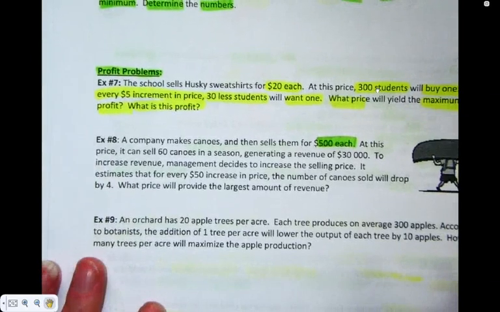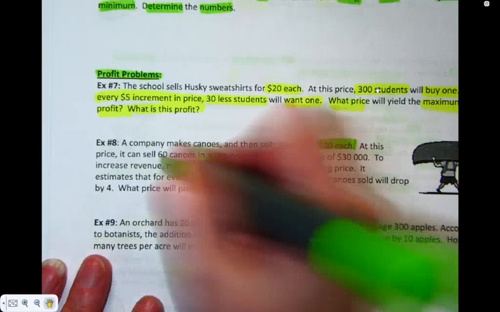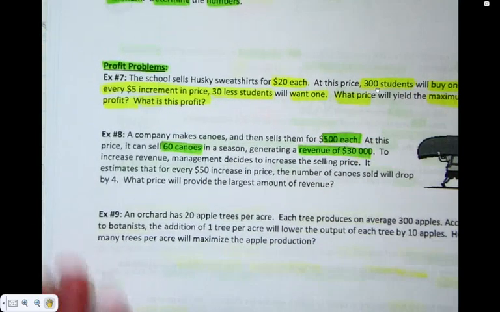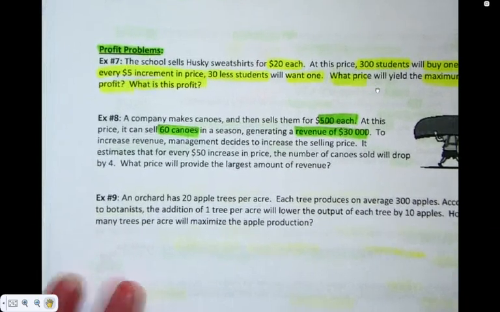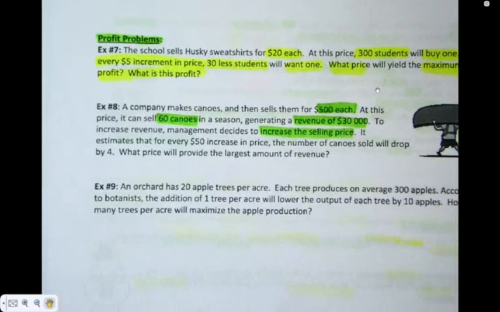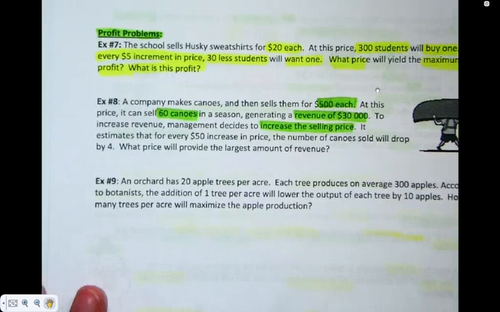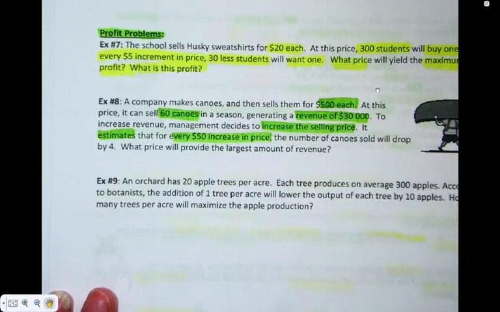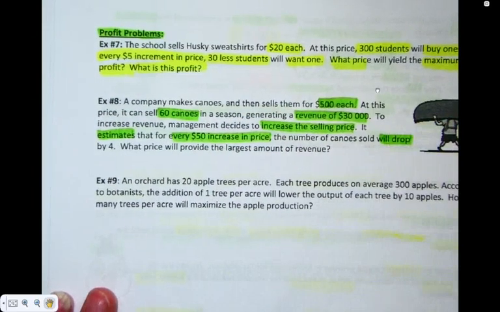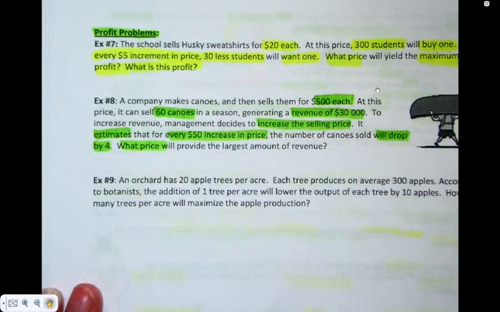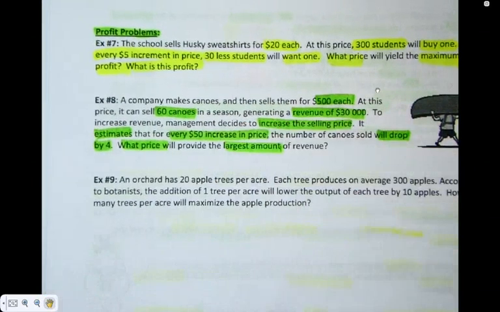Second sentence. Next sentence. Increased revenue as well, increased selling price, same thing. And the last sentence? What's a synonym for largest amount? Maximum. It's just a max-min problem.